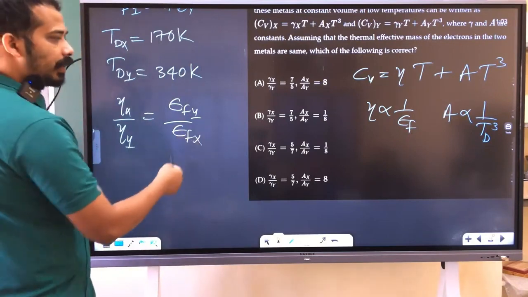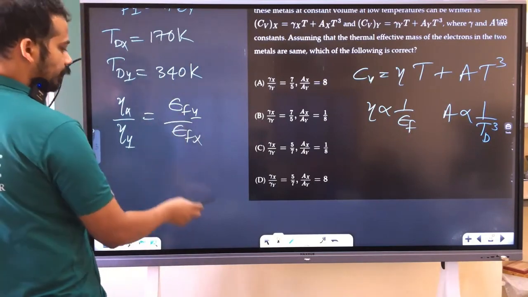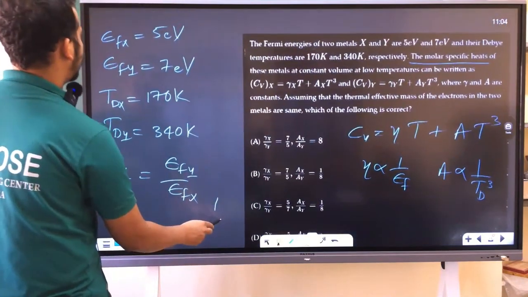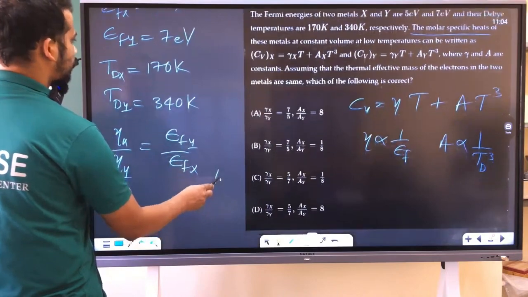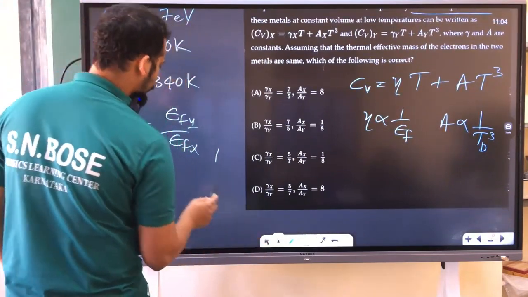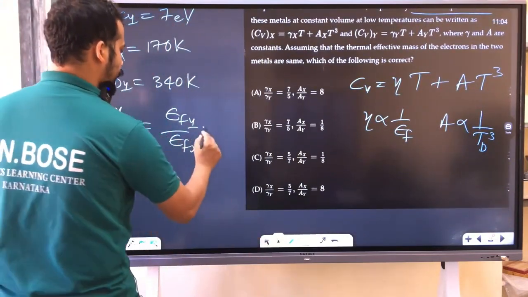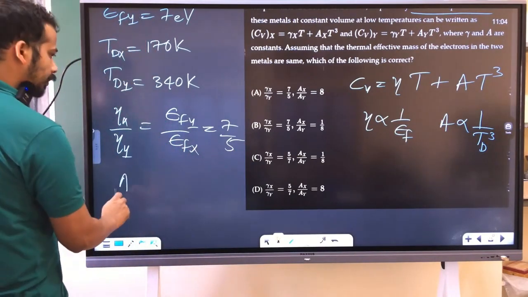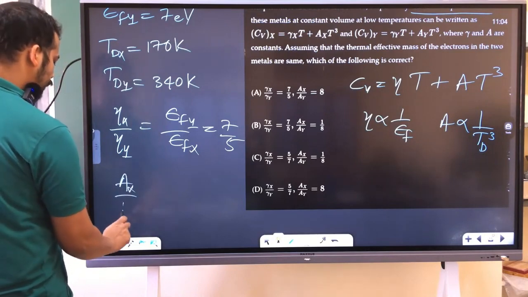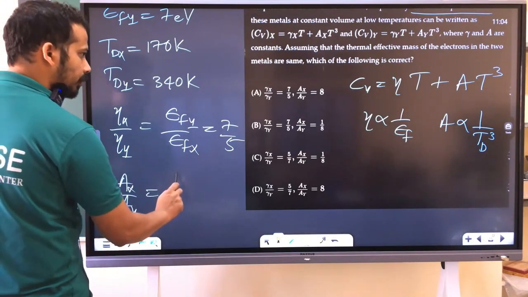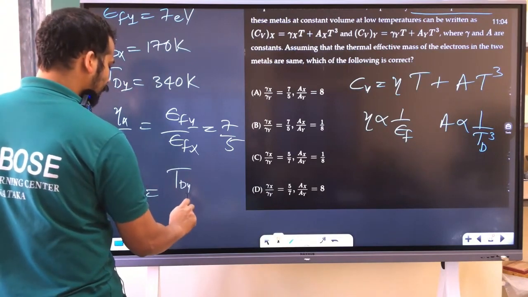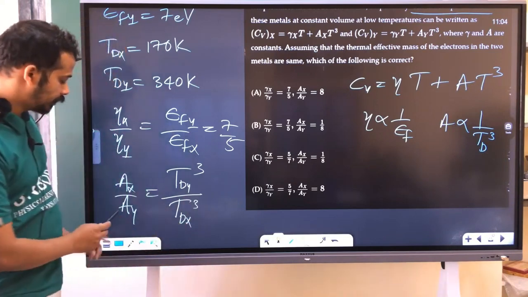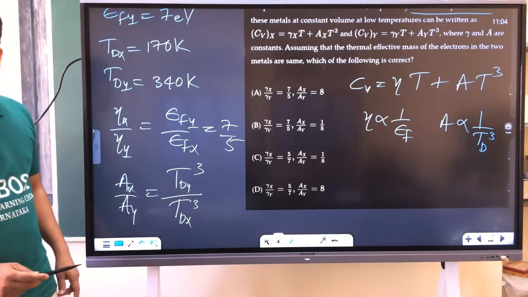Then you can find this one, am I right? What is this one? EFY divided by EFX is 7 by 5, isn't it? Simply that's equal to 7 by 5. Then AX divided by AY, that's equal to T dy cube divided by T dx cube, inversely related to the cube of the Debye temperature.